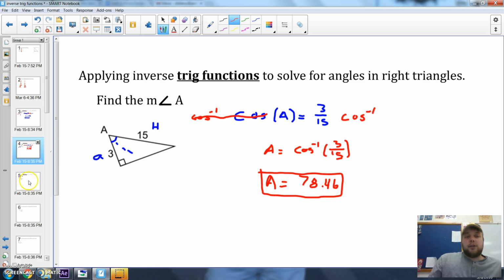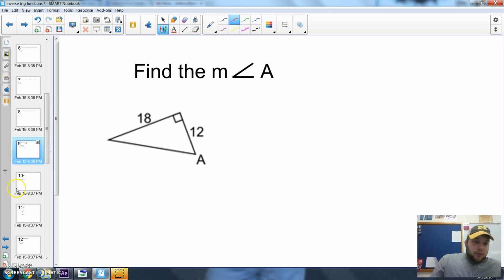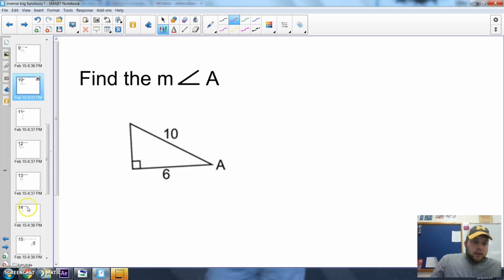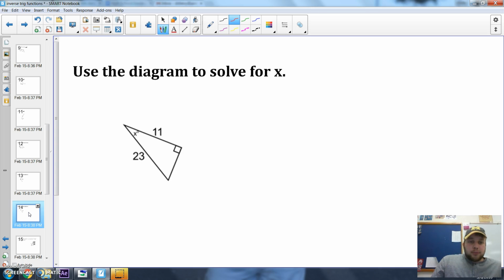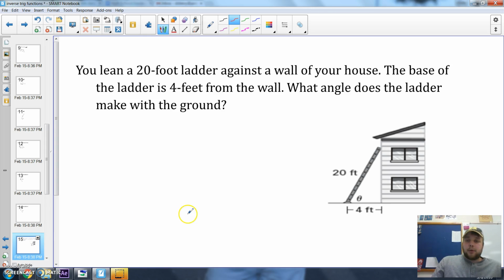All right, so we're going to have you do several of those other ones here. I've given you 2 situations. I am going to skip down to when we get to the story problems. Here's a story problem. You lean a 20-foot ladder against the wall of your house. The base of the ladder is 4 feet from the wall. What is the angle the ladder makes to the ground?